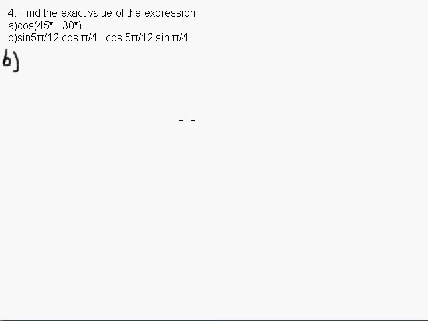Okay. B. B's a little bit tougher than A. What I look at here when I look at this, I'm like, okay, cos of pi over 4, I can do that. It's 1 over root 2. Sine of pi by 4, I can do that. It's 1 over root 2. I don't know what the sine of 5 pi by 12 is.